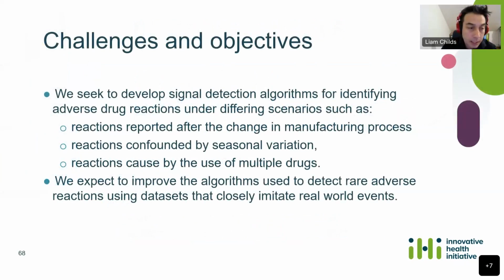We believe that our current methods are really good, but we feel that there's a lot more exploration that can be done. We'd like to take signal algorithms that can do lots of other things. For example, finding connections between reactions reported after a change in a manufacturing process, or maybe reactions are confounded by seasonal variation, or maybe there are reactions that only occur under the use of multiple drugs. And there's lots and lots more ideas we'd very much like to explore.